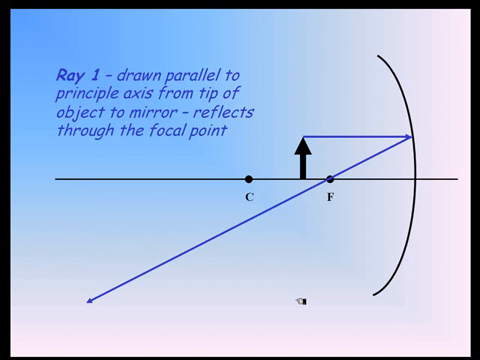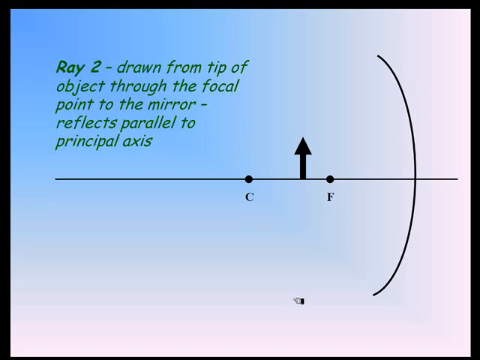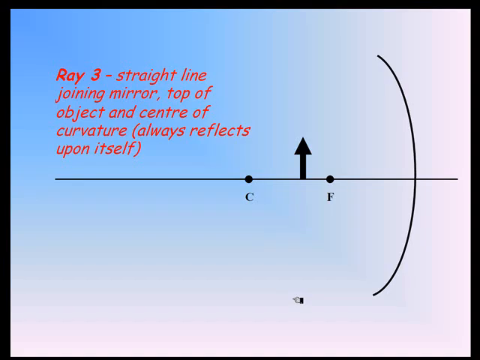Now the second ray we draw is from the tip of that object through the focal point. And so we go through the focal point, and of course, since it's gone through the focal point, it will reflect parallel to the principal axis. And of course, it's going to intersect with that first ray we drew. And the third ray that we draw, which is not entirely necessary, is through the center of curvature. And of course, it always reflects back on itself. And so now we have those three rays.